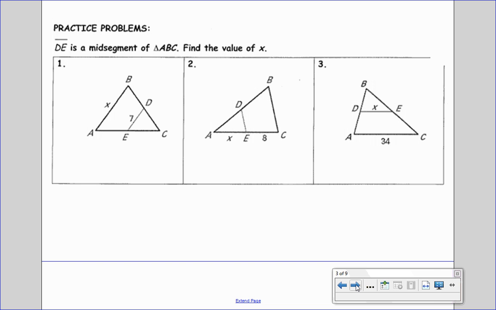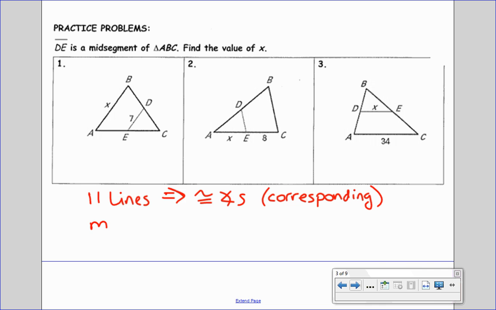So we've got practice problems. Now remember, when we have parallel lines, we have congruent angles. Remember our corresponding angles. I don't know if you have this space on your paper. All right, so parallel lines lead to corresponding angles. And then we have the midsegment is half the base.